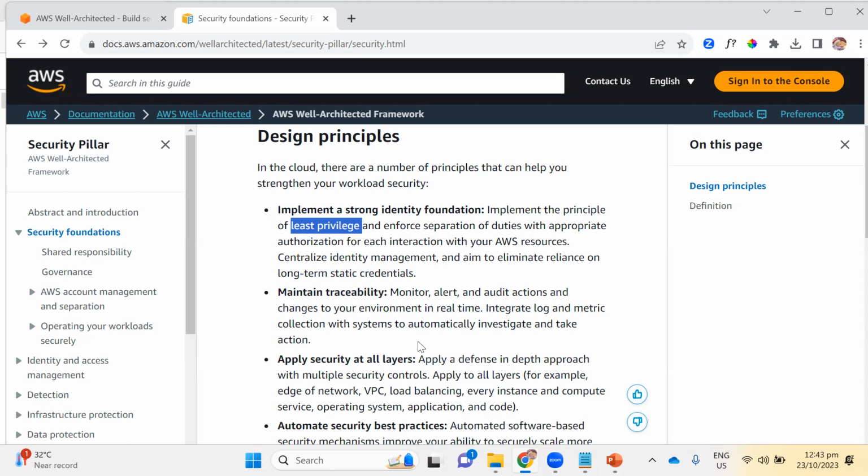Moving on, applying security at all layers. It is also applying a defense in depth approach, which means, what is the entry point to your AWS, right?